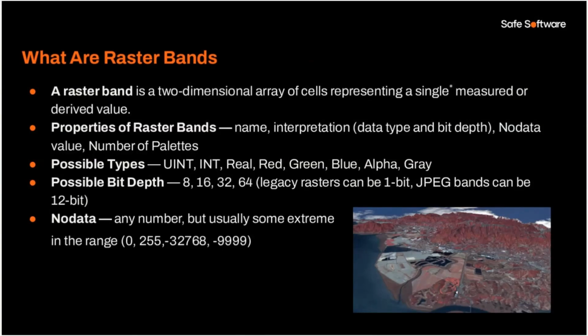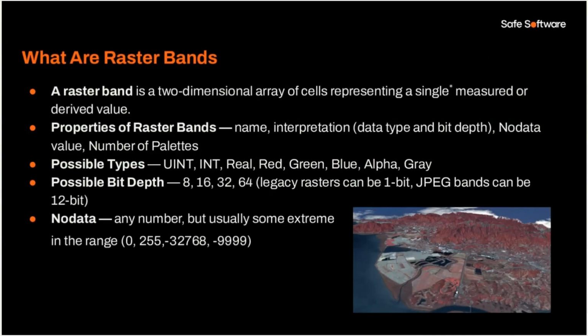Possible bit depths, we see 8, 16, 32. So for context, if you have a RGB24 raster, we can assume that band interpretation is 8-bit, meaning you'd have a red 8, a green 8, and a blue 8 band. A couple of edge cases to keep in mind.